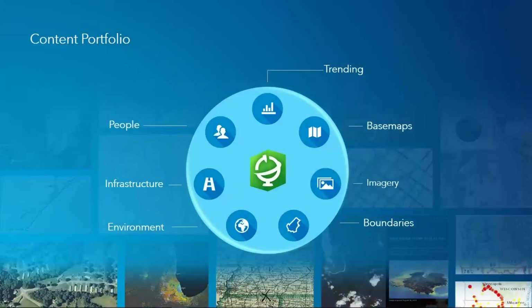So we take the entire portfolio of Living Atlas content and divide it up into these 7 overarching categories, and these are further divided into subcategories, and it's really just to help you find what you're looking for, right? Make it easier to filter through everything that's there. And so we're going to walk through each of these 7: trending, basemaps, imagery, boundaries, people, infrastructure, and environment. And as we look at some of this content, you'll see some of it does overlap, right? Things can be in multiple different categories. There might be trending content that is also environmental, for example. But we'll take a deeper dive into each one.